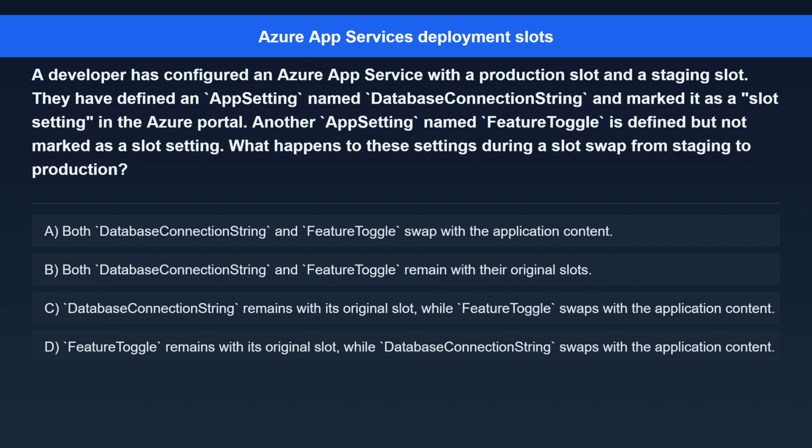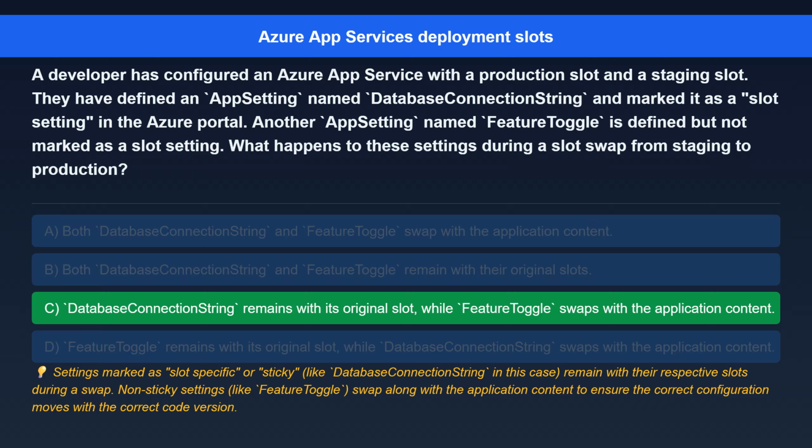Option A. Both database connection string and feature toggle swap with the application content. Option B. Both database connection string and feature toggle remain with their original slots. Option C. Database connection string remains with its original slot, while feature toggle swaps with the application content. Option D. Feature toggle remains with its original slot, while database connection string swaps with the application content.